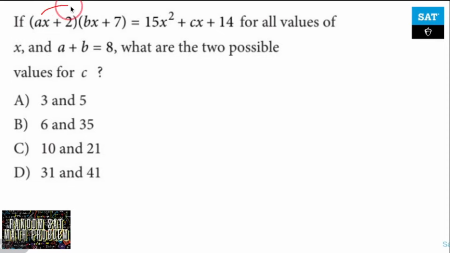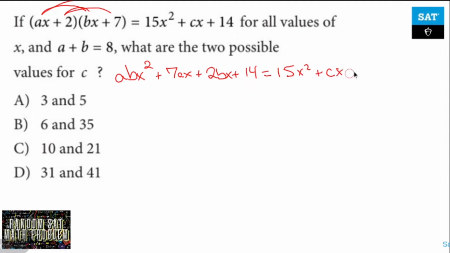So let's do that. I have ax times bx, which is abx squared. I have ax times 7, so I missed that, 7ax. I have 2 times bx, so plus 2bx. And I have 2 times 7, which is 14. That's going to equal this guy, so equals 15x squared plus cx plus 14.